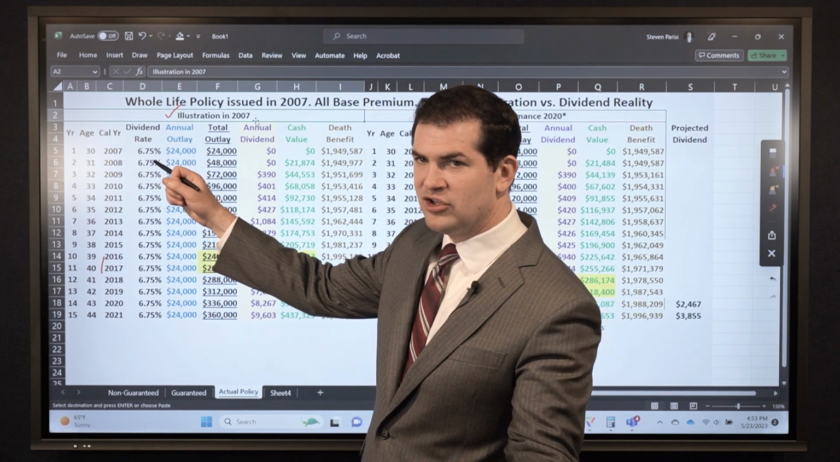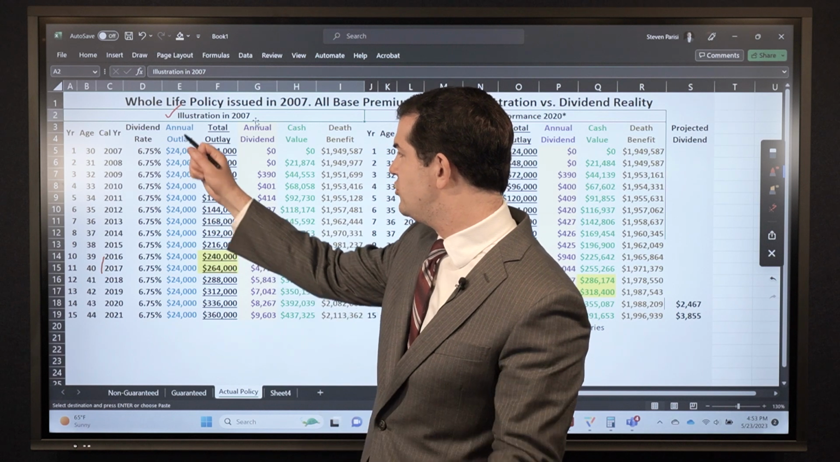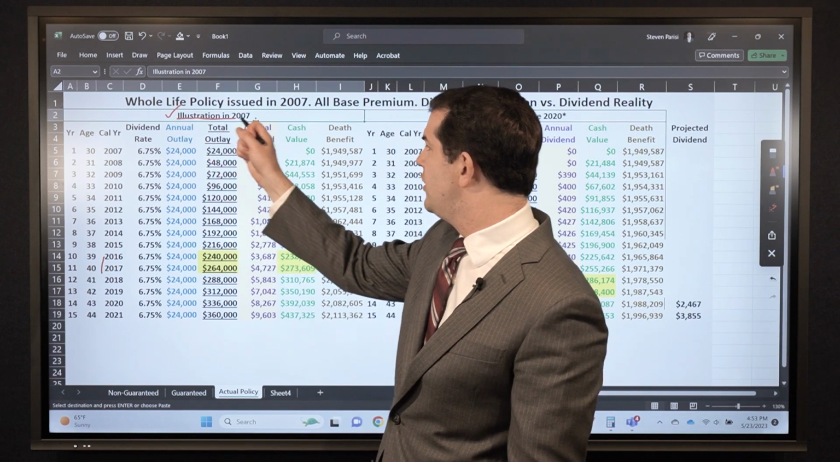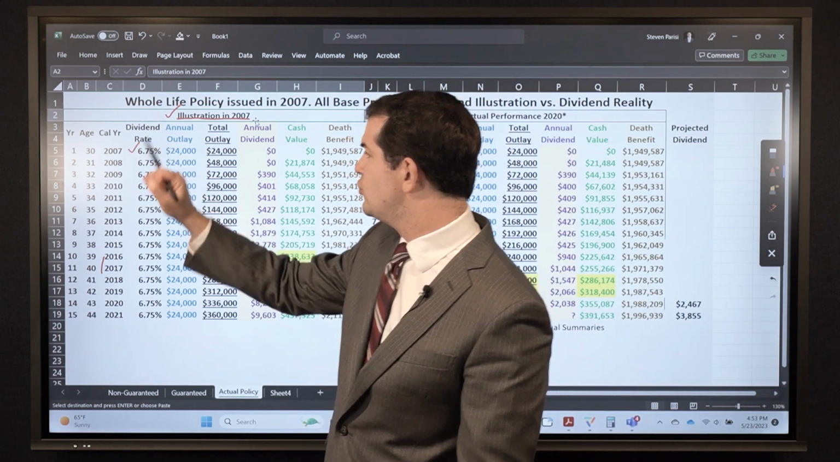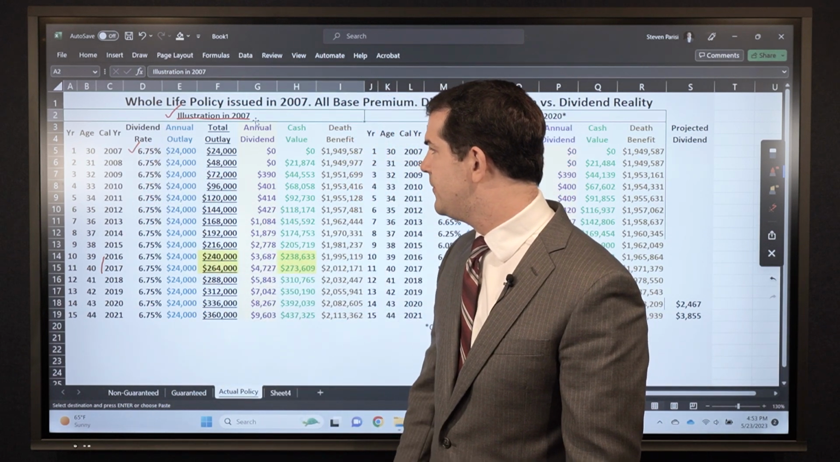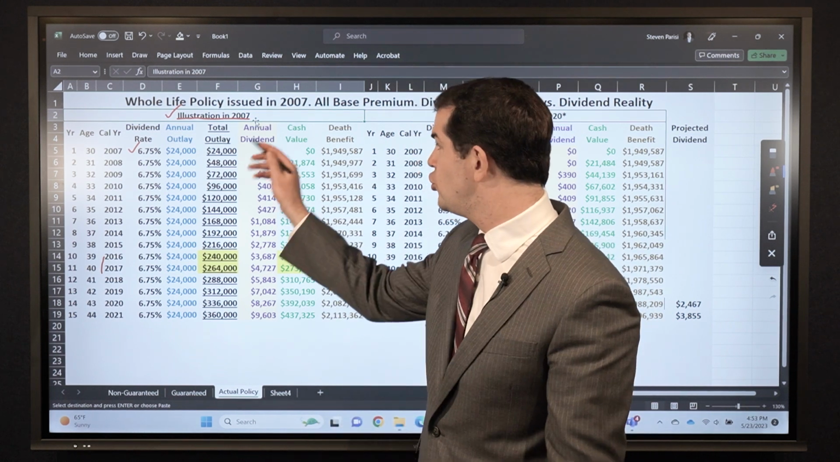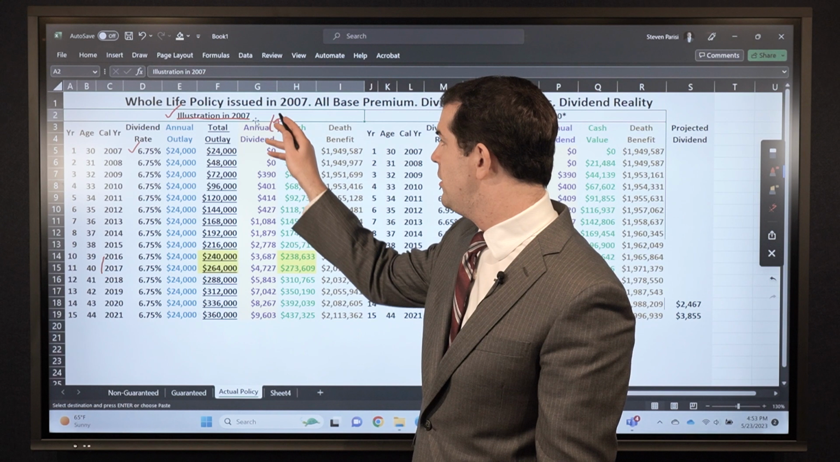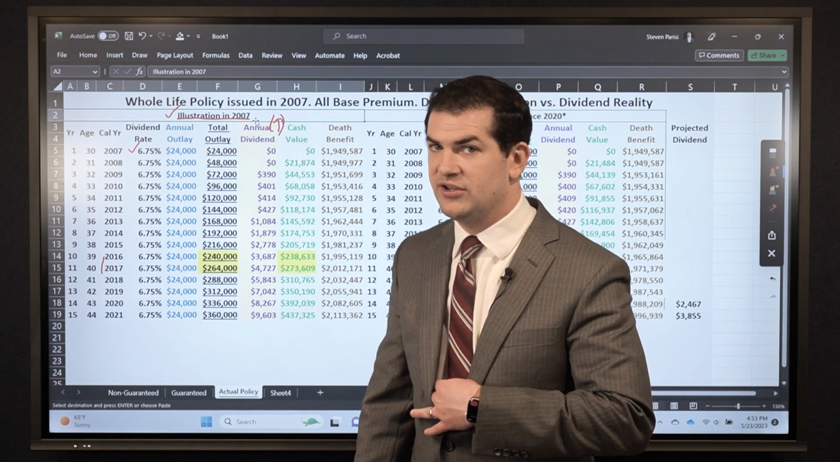Eventually, we got access to his online account, the advisor side, and we were able to download the historical values and such. But here was the original illustration in 2007, where the dividend interest rate was 6.75%. This policy is 100% base premium, which should result in what? An impact on the dividends going up, especially if the dividend rate increases.